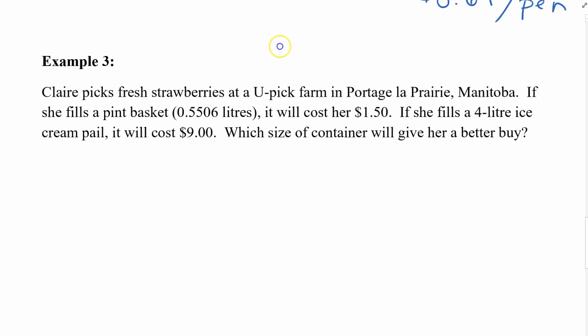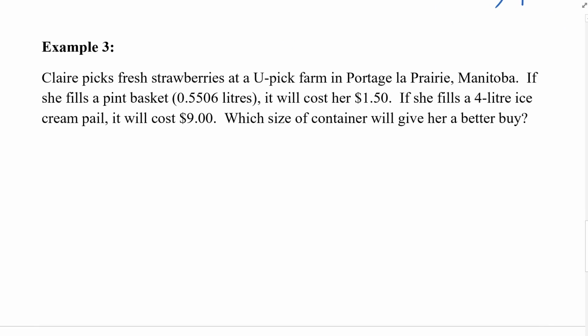Example number 3. Claire picks fresh strawberries at a U-pick farm in Portage la Prairie, Manitoba. If she fills a pint basket, which apparently is 0.5506 liters, it will cost her $1.50. If she fills a 4-liter ice cream pail, it will cost $9. Which size of container will be a better buy?